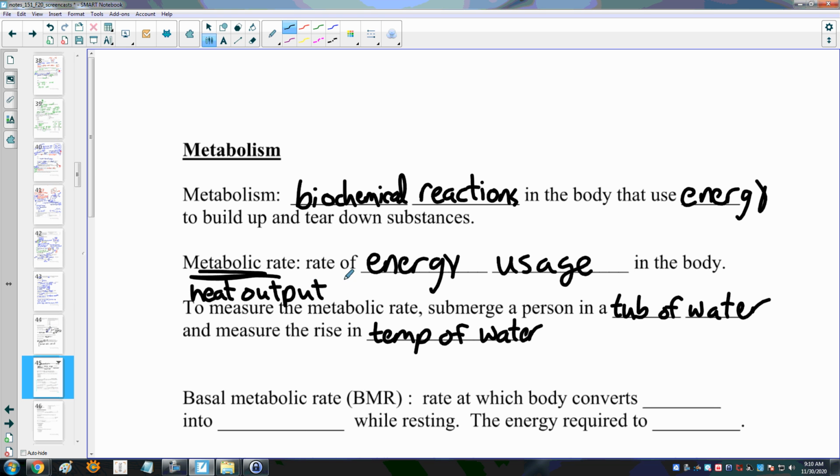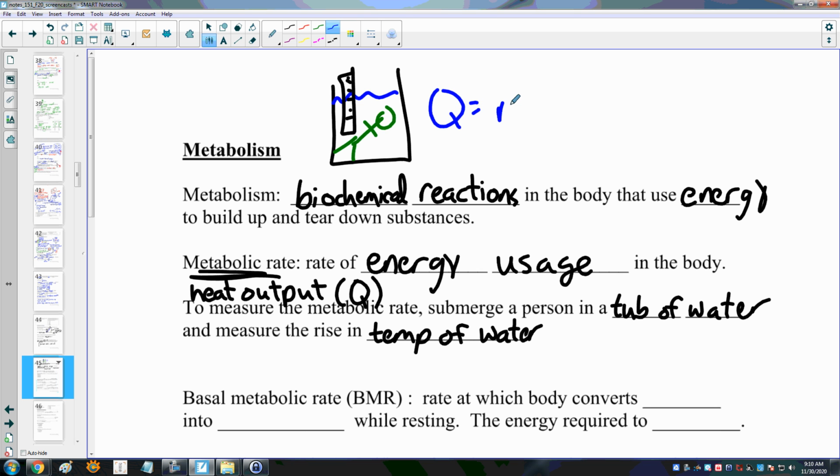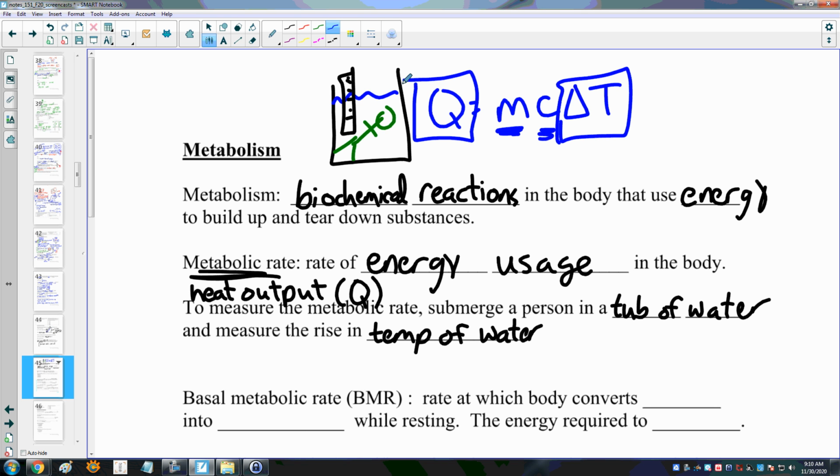So remember, heat is our Q. So if I think about this tub of water, and I put a person inside of that water, and I have a thermometer that measures the change in temperature. Now, I know that Q is equal to mc delta T. I have a certain mass of water, and I know the specific heat of water, so I measure the change in temperature, and that tells me the amount of heat that my body is putting out. And that amount of heat is related to the metabolic rate. The more heat that your body puts out, the higher the metabolic rate.